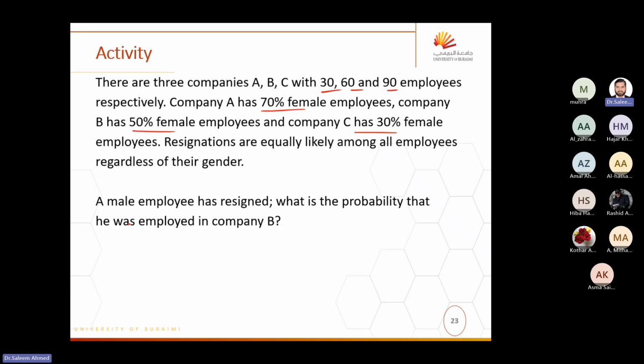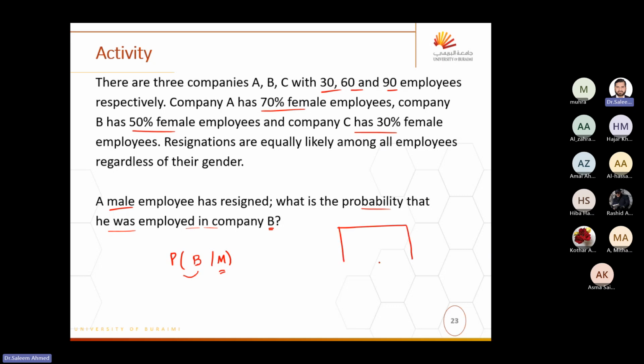So he said a male employee has resigned. So we got a letter of resignation, and we saw that he was a male, right? So male is given. Given that a male person has resigned, what is the probability that he was employed by company B? What is the probability that he comes from company B, given that he's a male?